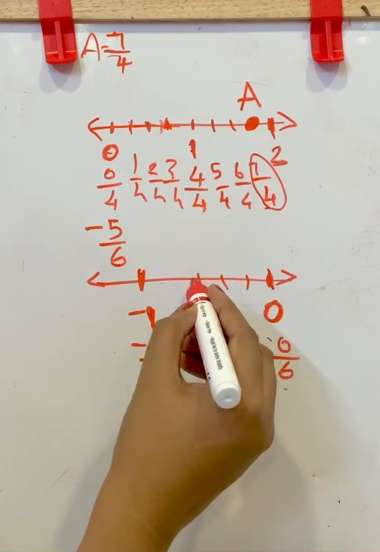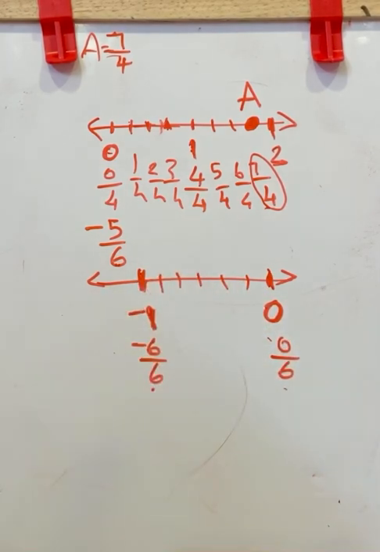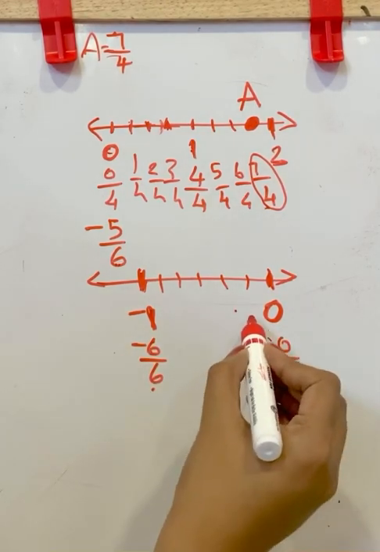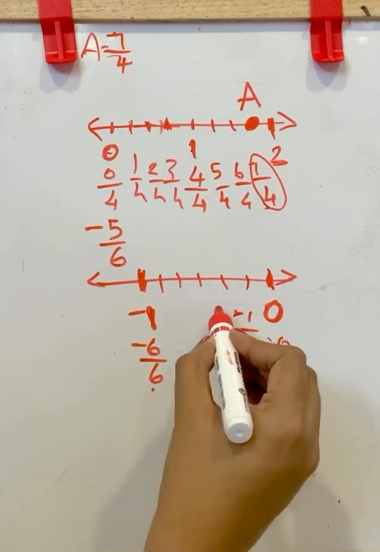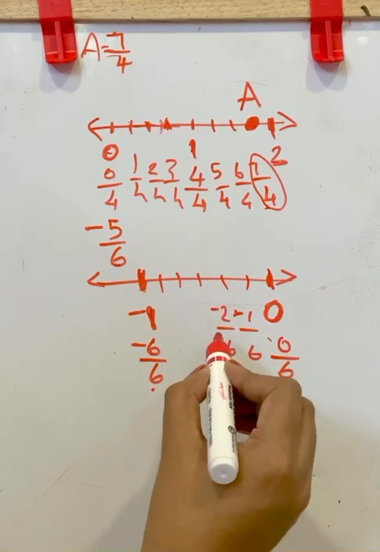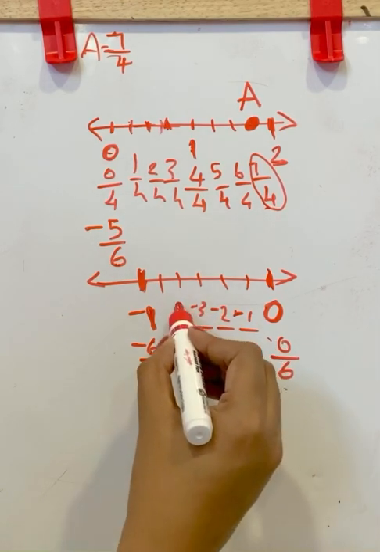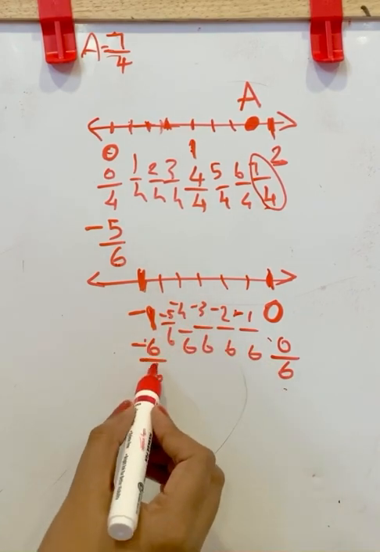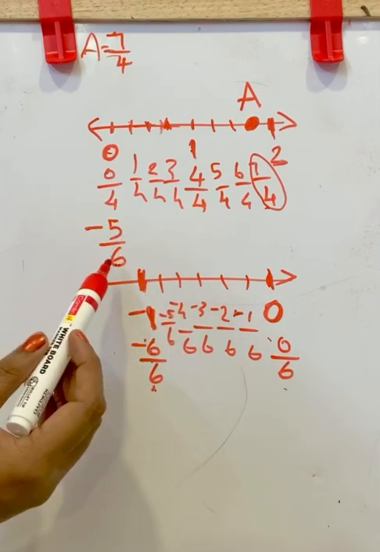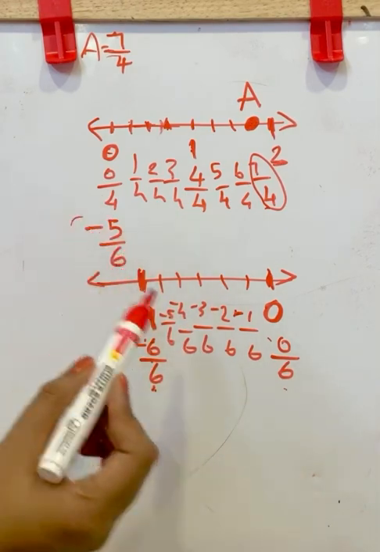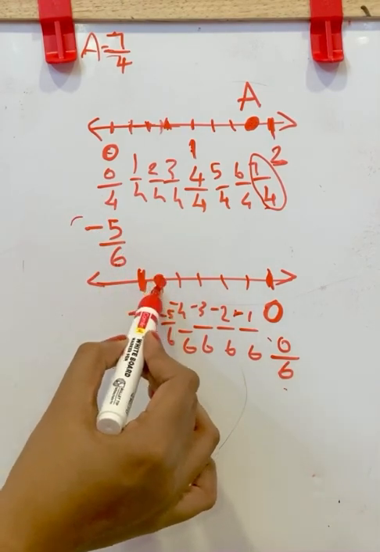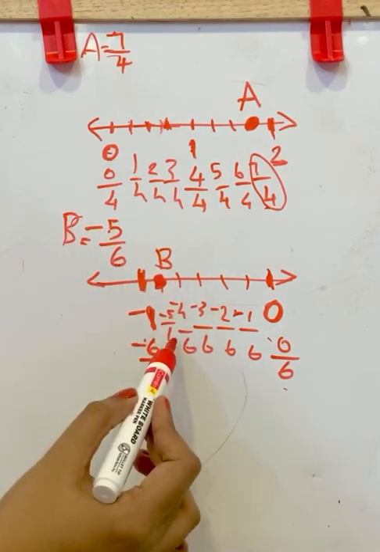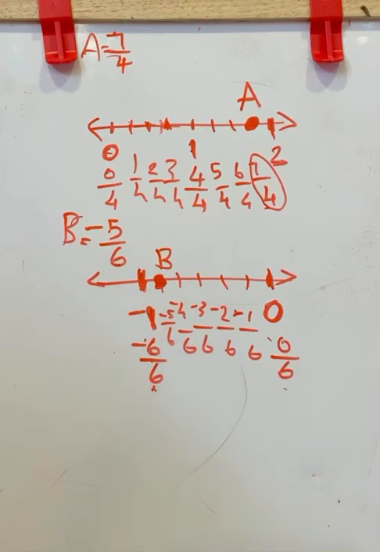1, 2, 3, 4, 5, 6. Now this is negative 1 by 6. This will be negative 2 by 6. This is negative 3 by 6. Negative 4 by 6. Negative 5 by 6. And this is negative 6 by 6. We have to find negative 5 by 6. This is the point. We can name it as B. Let this be B, negative 5 by 6. We have found negative 5 by 6.